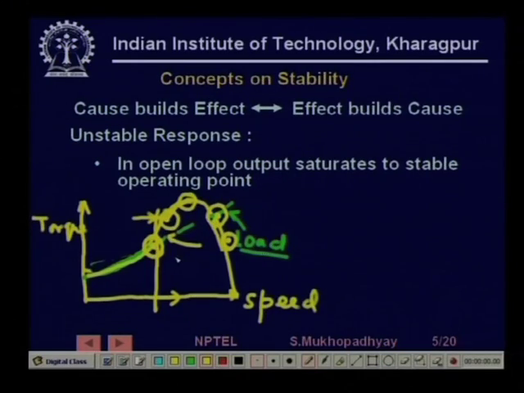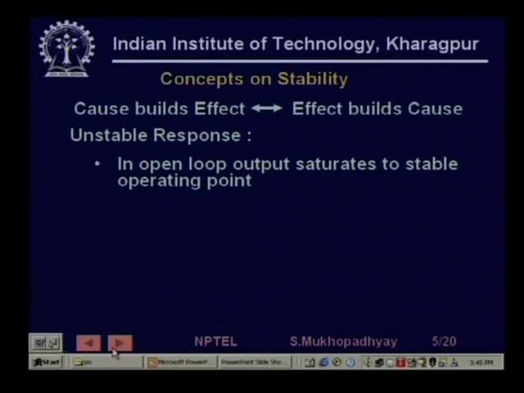So, this is the difference between a stable and an unstable open loop operating point. In an unstable point, if you move it away from it, it tends to move further away and finally settle to a stable operating point. This is what the motor is doing. On the other hand, from the stable operating point, if it moves away, it is going to come back to that operating point, it will not move away.